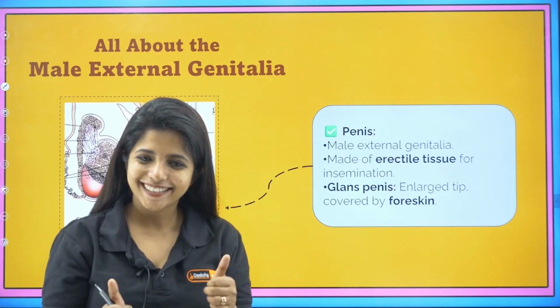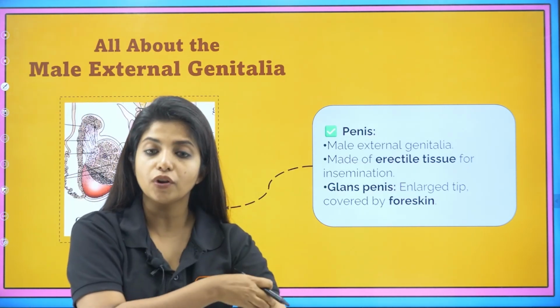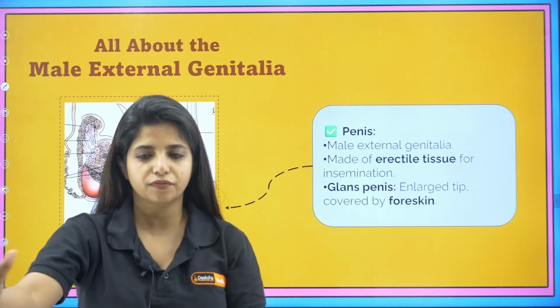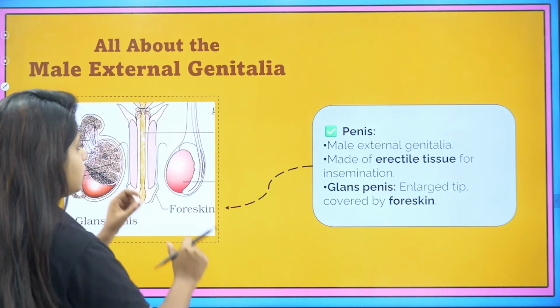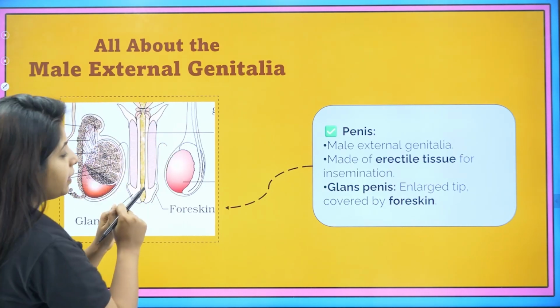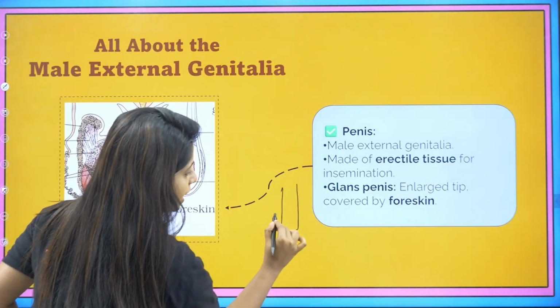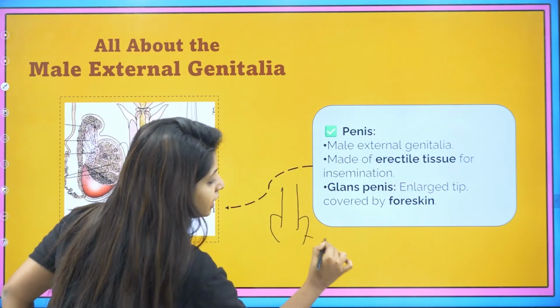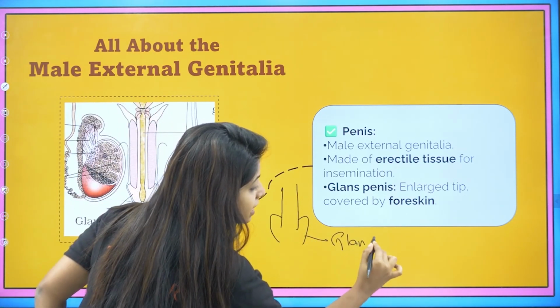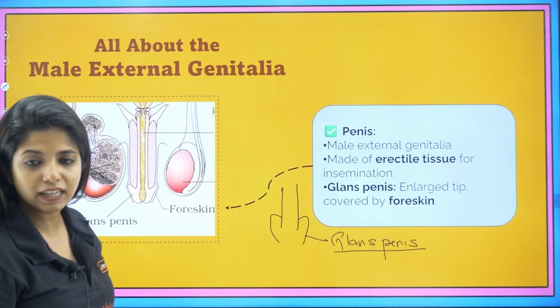Okay, got it? And when the sperms are moved out of the penis, it is known as ejaculation. That is different. So basically the penis that you see is made up of erectile tissue, and also, my dear children, there is an enlarged portion over here, and this enlarged portion is known as glans penis.